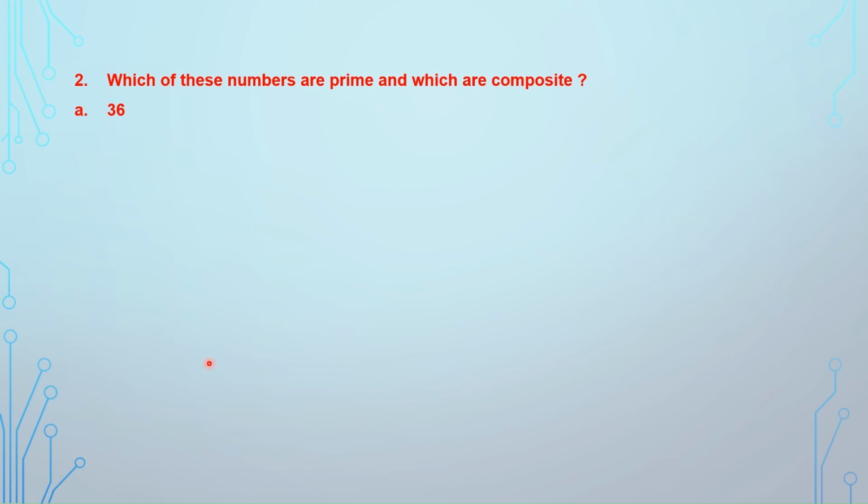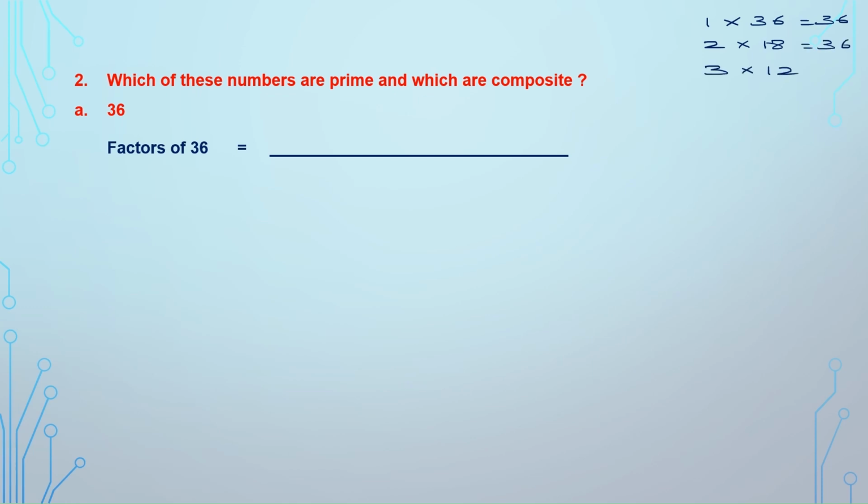Another way to find is by finding the factors. So let's find the factors of 36. 1 into 36 is 36. Now if you take 2, 2 into 18 is 36. If you take 3, 3 into 12 is 36. 4 nines are 36. And 6 sixes are 36. See, so many factors of 36. Let's write it down: 1, 2, 3, 4, 6, 9, 12, 18 and 36. These are all factors of 36.